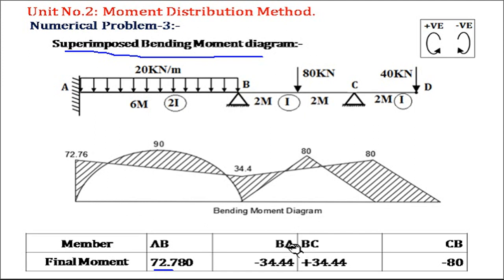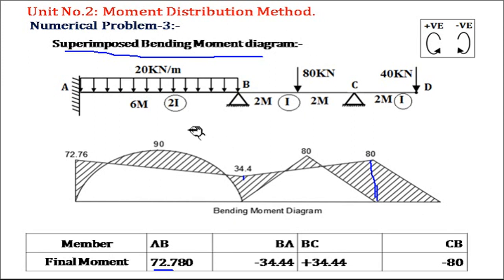Now in BA and BC the numerical values are the same but the signs are opposite. Though the signs are opposite, here we have to show the value above the horizontal line when we are drawing the bending moment diagram for B. So here the value is 34.44 at point B. Now at point C the value is minus 80, so here also you have to show it above the line. Then you have to join these by a straight line. So this is the fixed bending moment diagram.